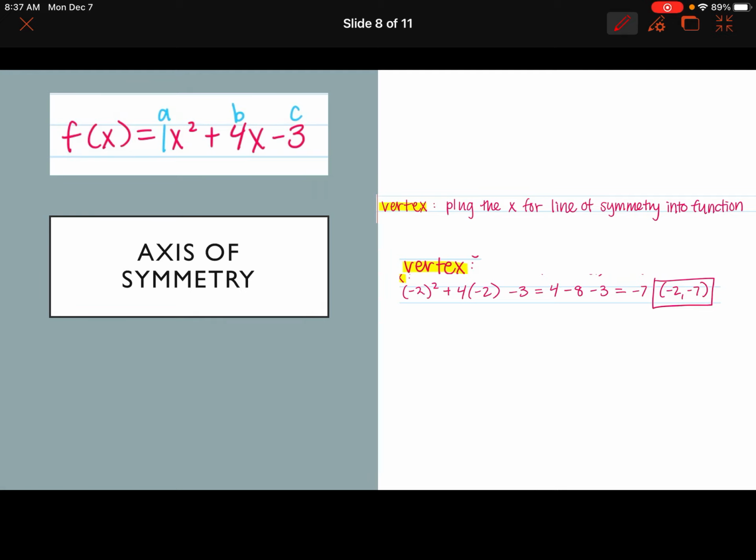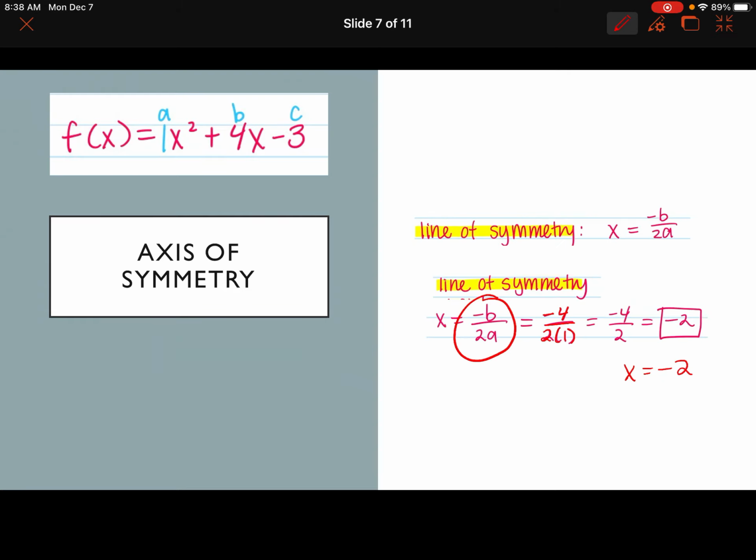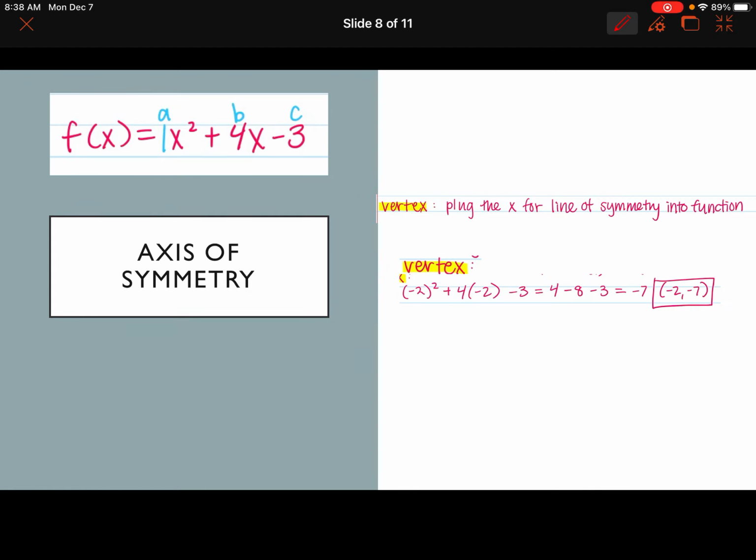All right, next we're going to find the vertex, that minimum or maximum. All we have to do is plug the x from the line of symmetry that we just found into the function. So let's go back. Our line of symmetry was x equals -2. I'm going to take this equation, x squared plus 4x minus 3, up in the top left-hand corner, and I plugged in negative 2 for x. So instead of x, I wrote negative 2 plus 4 times, again, negative 2 minus 3. And you can see my work there.